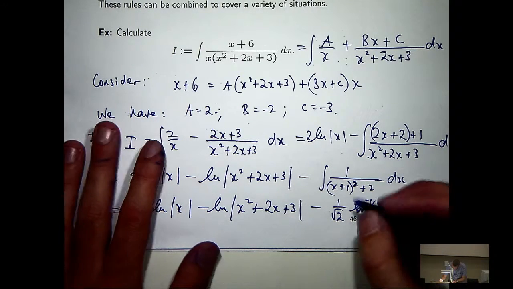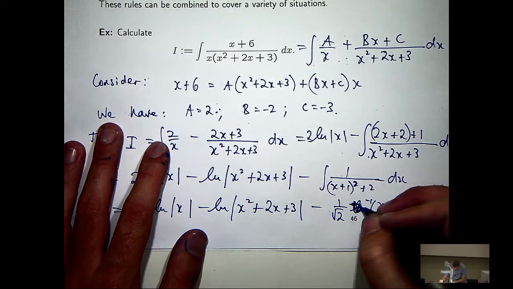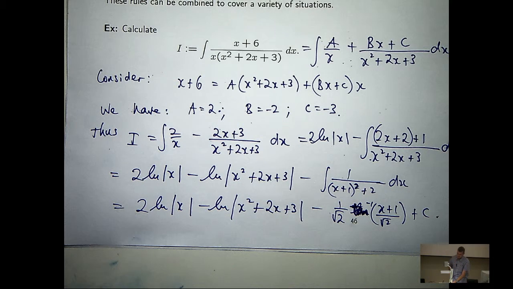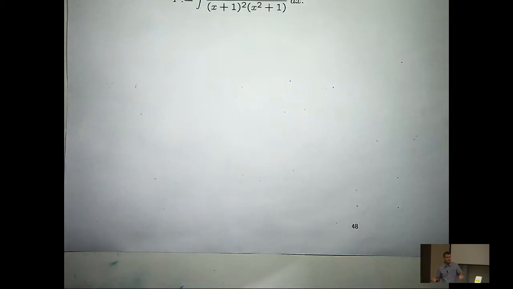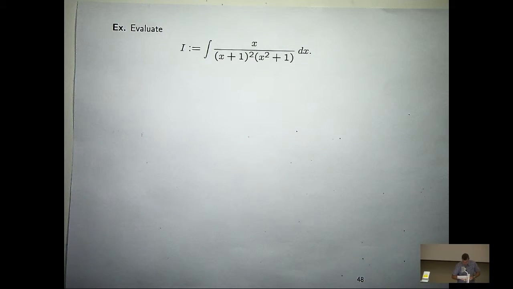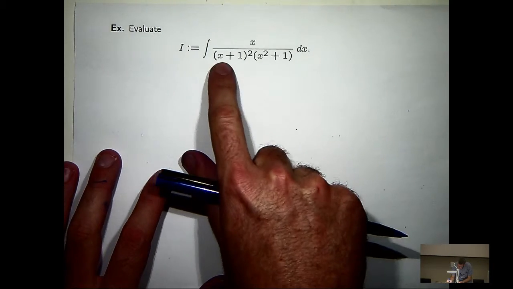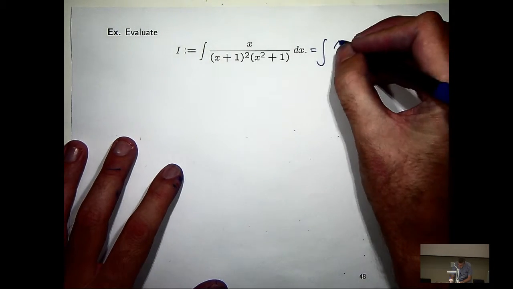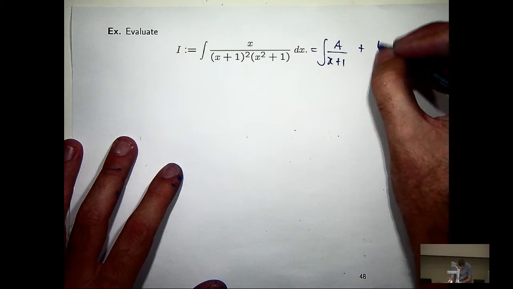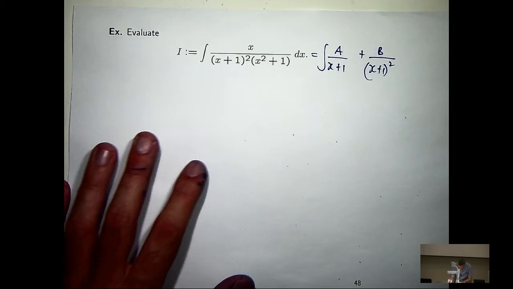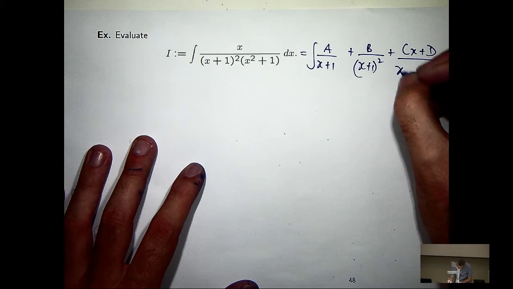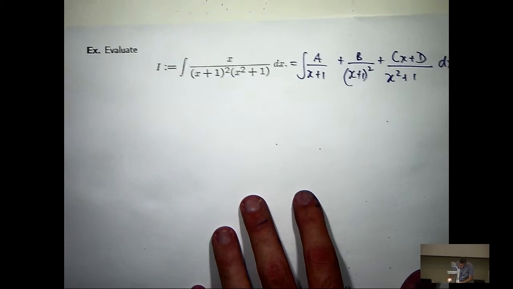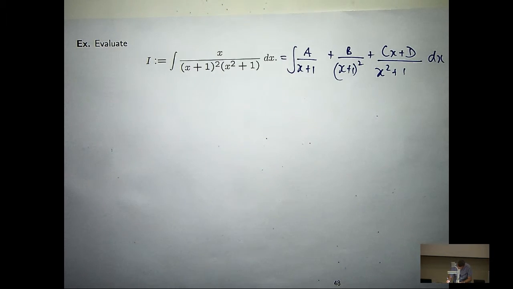All right, so these are not trivial questions. And this one pretty much uses everything that you've just learnt, right? All right. What would be the setup for this one? You see, we've got some repeated linear factors and something that doesn't factor, the x squared plus 1. Okay, so this would be our decomposition.